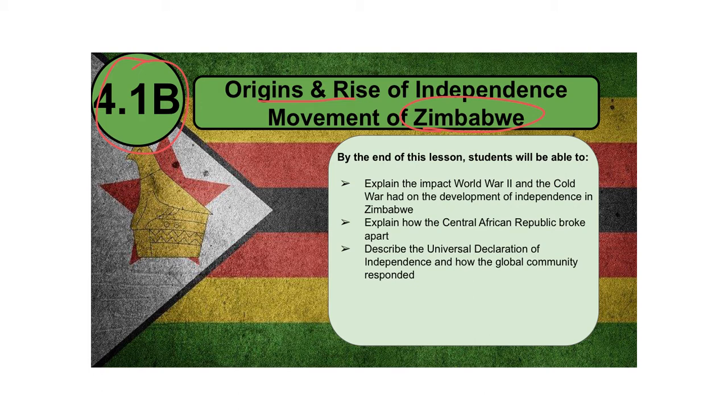By the end of this lesson, you should be able to explain the impact World War II and the Cold War had on the development of the independence movement in Zimbabwe, explain how the Central African Federation broke apart, and lastly, describe the Unilateral Declaration of Independence and how the global community responded to that document.